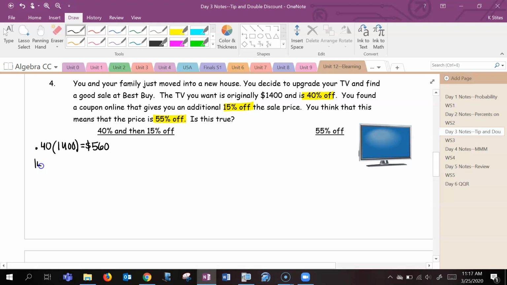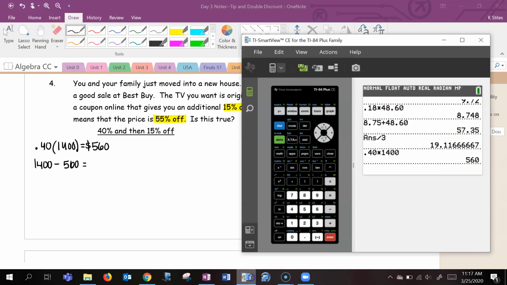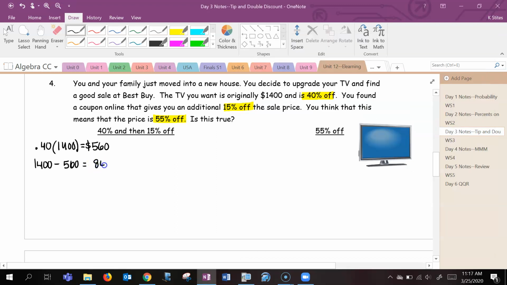So now you need to take your $1,400 and subtract off this $560. We're subtracting because it's a sale. We're saving money. So we're subtracting off that $560 from the price of the TV. So our new price of our TV is $840. But now we're getting another 15% off of that. So I'm going to take 0.15 times my new price of $840.